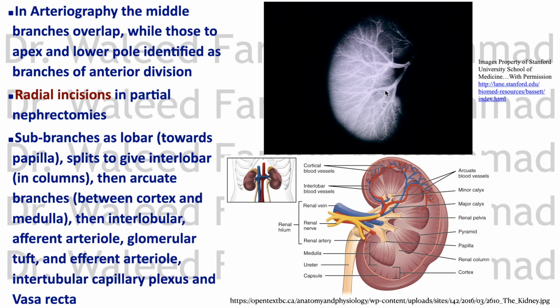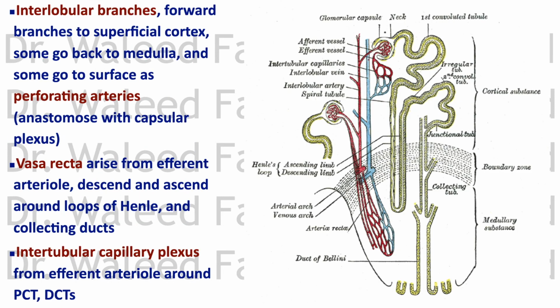Now the sub-branches are the lobar arteries towards the pyramids of the kidney or the papilla. The lobar is split into interlobar between the pyramids of the kidney, and then arcuate artery, then interlobular, some of which extend to the surface as you can see here, then afferent arteriole, glomerular tuft, and efferent arteriole, and from the efferent arteriole comes out the intertubular capillary plexus and the vasa recta. There is a demonstration to demonstrate that.